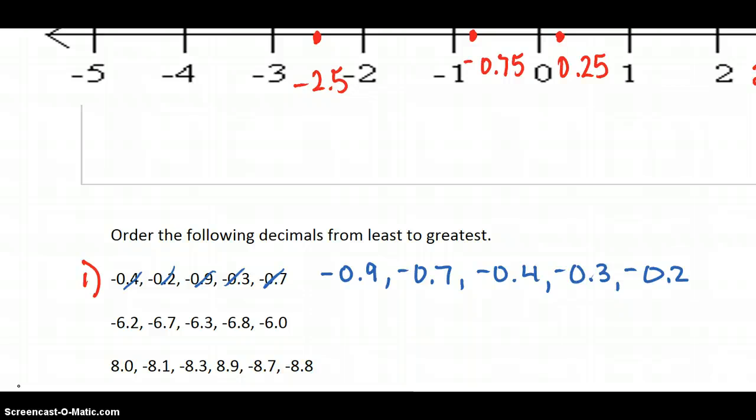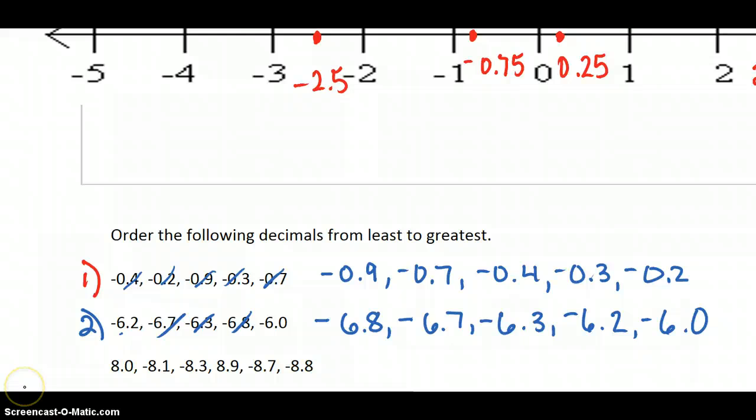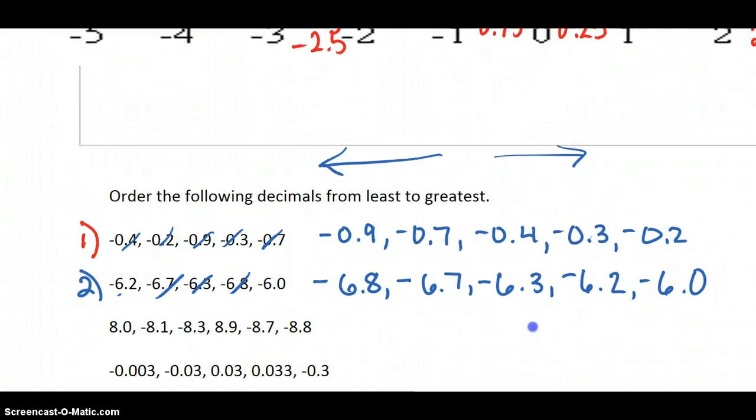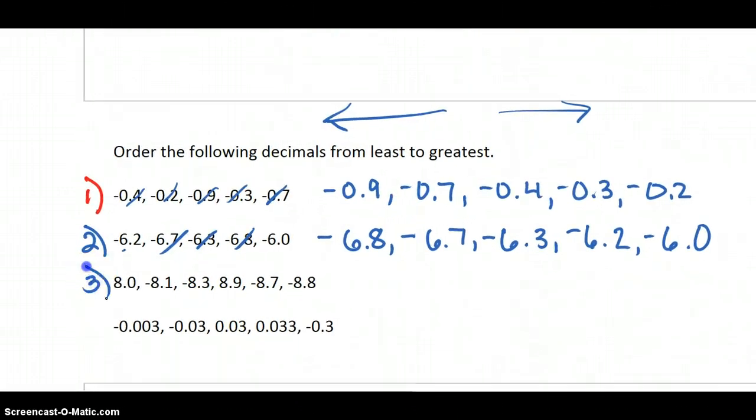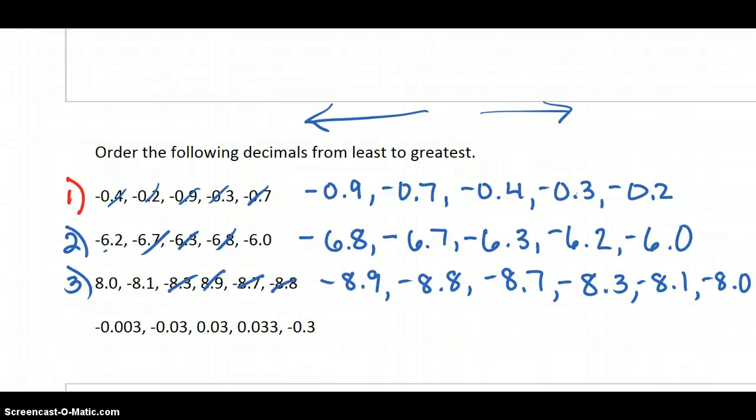Is this what you ended up with? Now try the next one. So how did you do on number 2? Keep in mind we're going from smallest to biggest, so negative 6.8 is our smaller number, and negative 6.0 is our bigger number. Just like on our number line, when we go to the left, the numbers are the smaller numbers, and when we go to the right, the numbers are the bigger numbers. Try number 3. How did you do? Again, negative 8.9 is the smallest number, and negative 8.0 is the largest number.